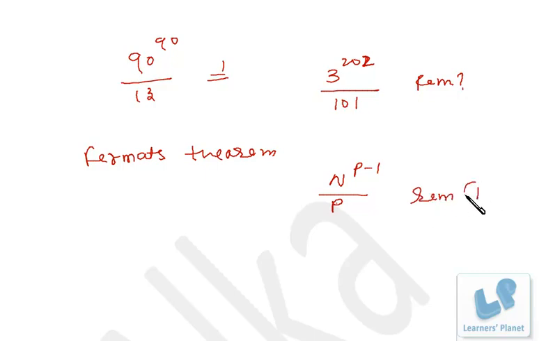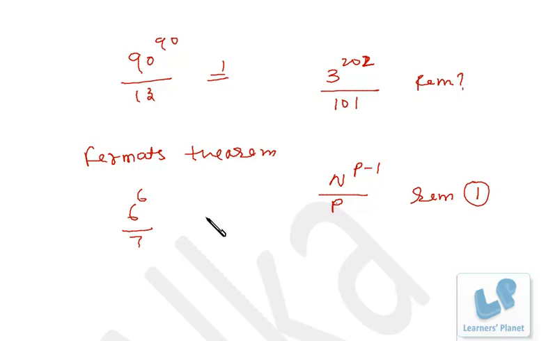Remainder will be 1. Okay, again listen to me carefully. N is any number, not necessarily prime, but P is a prime number. So N and P should be co-prime to each other. So N raised to P minus 1, if it is divided by P, the remainder will be 1. Suppose I take N as 6, right? So 6 raised to 6, if it is divided by 7, the remainder will be 1.